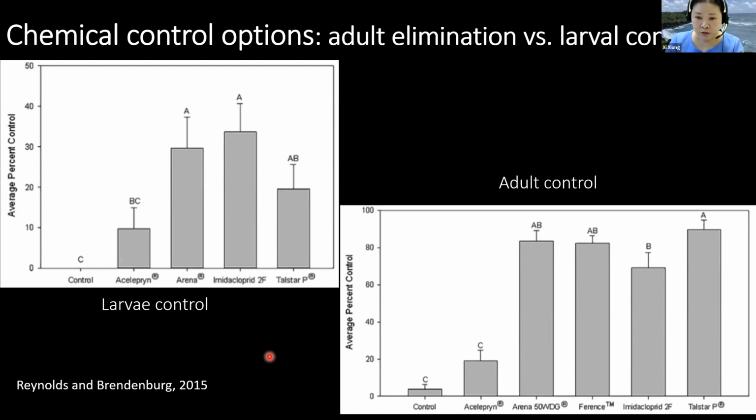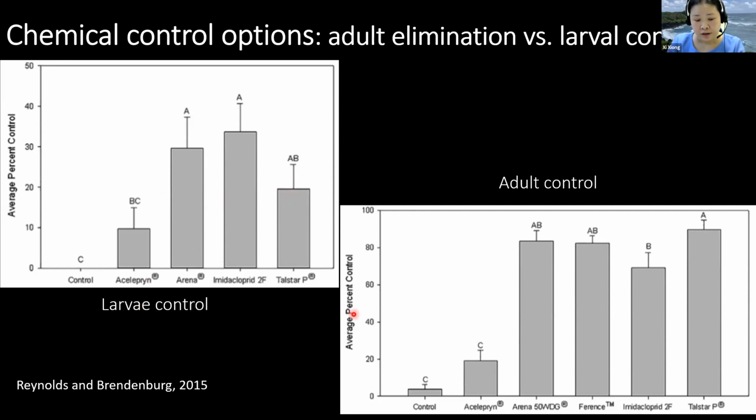So unfortunately, the bad news is all the available turf grass species, all the cultivars we have in the market, none of them are tolerant or resistant to the billbug. So by saying that we don't have that option, we really have to rely on the chemical options to control the billbugs.